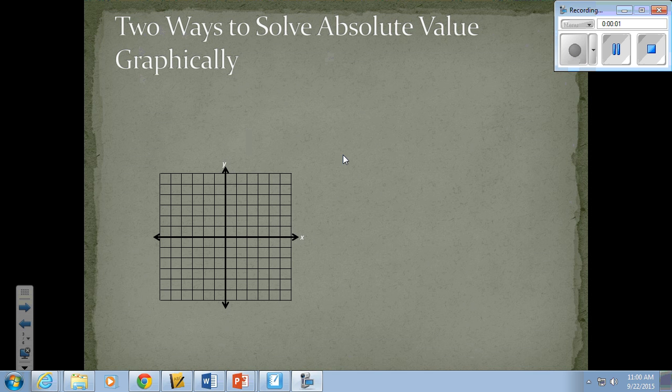Tonight we start talking about ways to solve absolute value equations. We've talked about solving absolute value inequalities, so actually this section is going to be a little bit easier. One way that we can solve absolute value equations is by graphing, and we have two different ways of doing that.